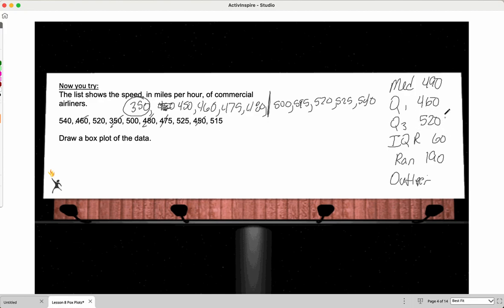And I know if I add 90 to this, it is 610. I don't have an outlier on the upper end. So I do have an outlier at 350. That's going to change the way I create my graph.